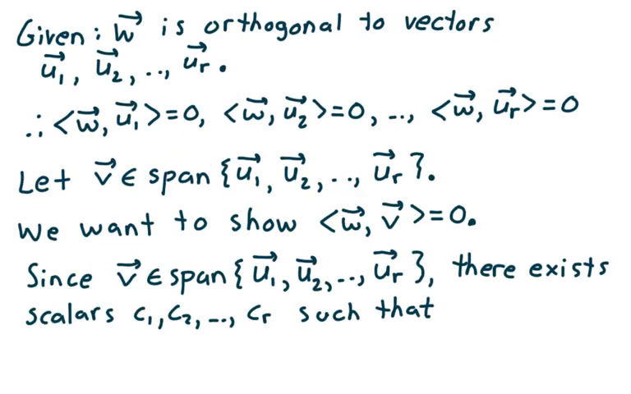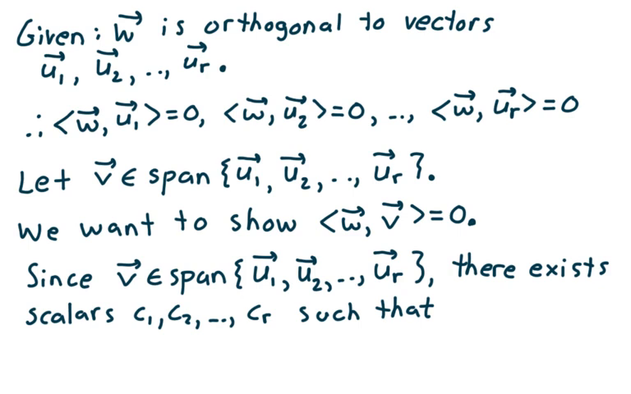Now, what do we know? W is orthogonal to vectors u1, u2 through ur. What that means is that the inner product of W with u1 equals 0, the inner product of W and u2 equals 0, all the way through until the inner product of W and ur equals 0. Now, let V belong to the span of u1, u2 through ur.